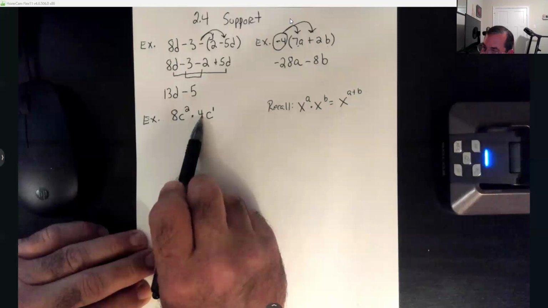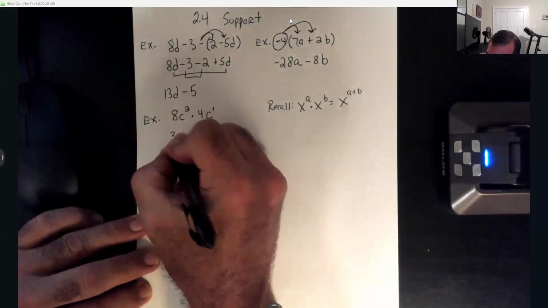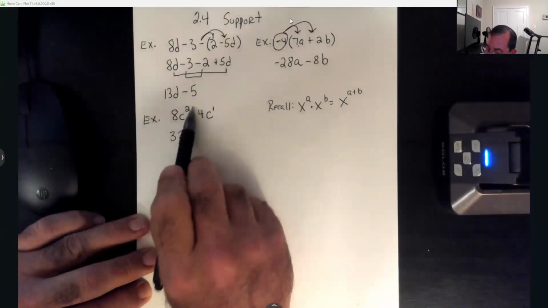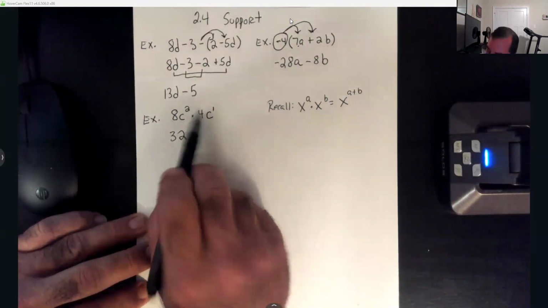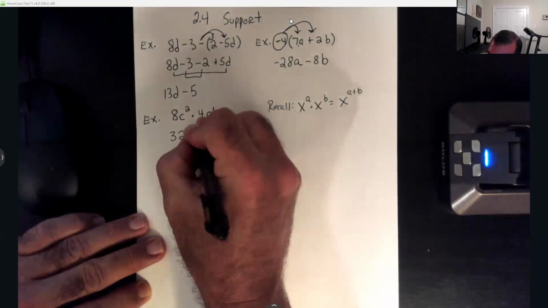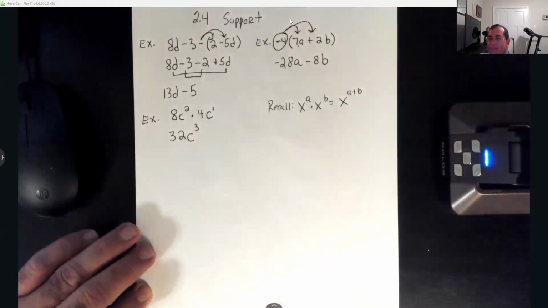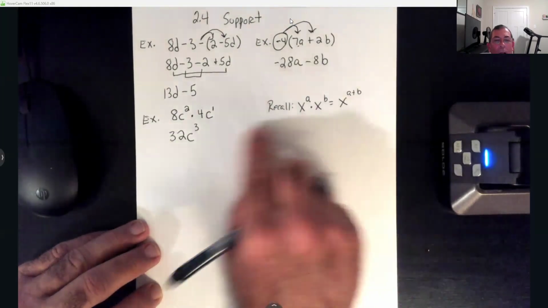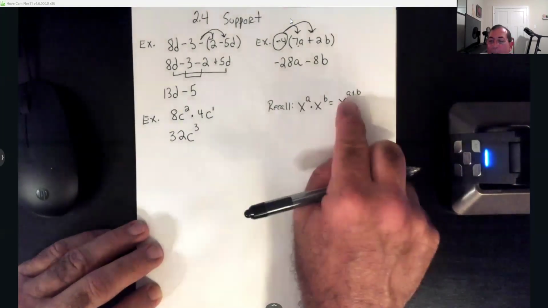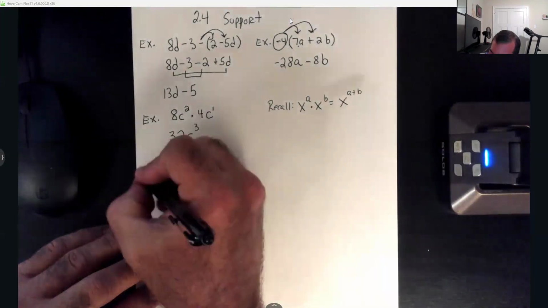So 8 times 4 was 32. And the c squared times the c, I'm just going to add 2 plus 1, and that's going to give me a c to the third. Okay? So I'm just going back to recalling y'all on multiplying variables, add the exponents, okay?